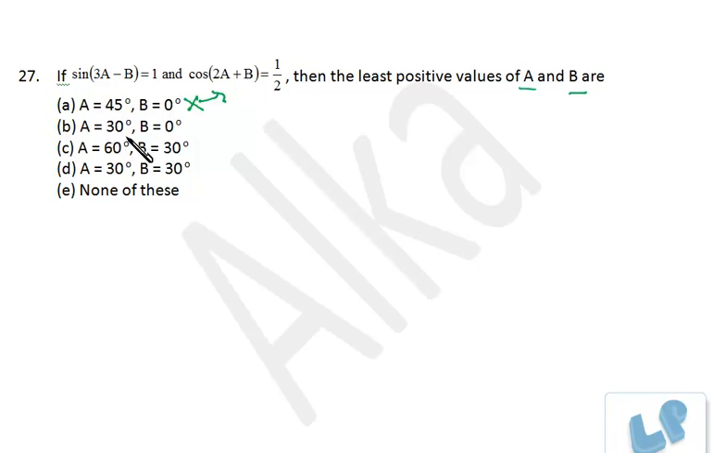Suppose I take a as 30 and b as 0, then what? Cos 2a will be cos 60 plus 0, and cos 60 is half. So this is satisfied over here. Now let's check it over here also. Sine 3a, that means 90 minus 0, that's 1. So sine 90 is 1. So this is satisfied in both the cases, and this will be the correct choice. Do not try to solve the equation. That will be a tedious process and time consuming as well.